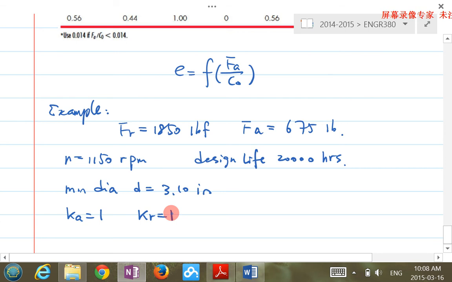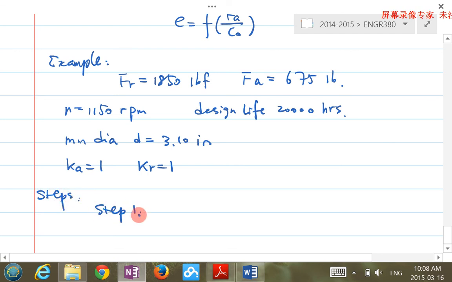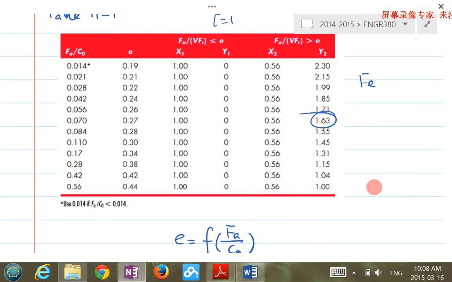So then let's pick a bearing. We're still going to use the SKF catalog for a ball bearing. So here are the steps. Step number 1. As I said, if we don't know where to start, then you can throw a dart. Let's say I'm starting right here, from 1.55. It may not really be 1.55, you can actually pick, say, 1.50.